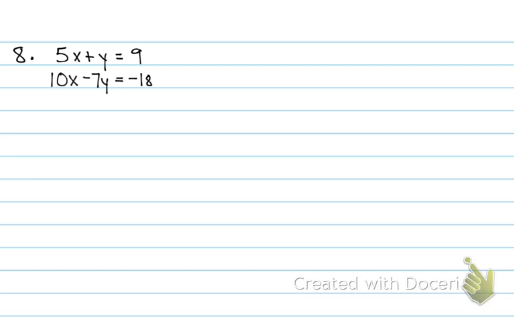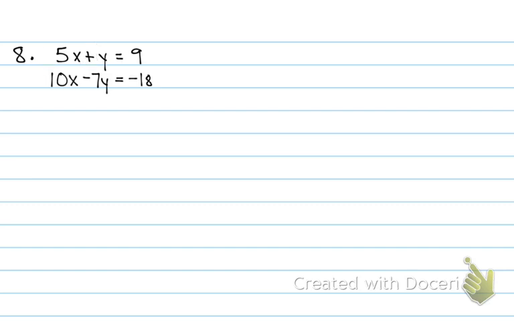Well, the way this system is set up, do I have opposites that are obvious here, in the original system? No. There are not. However, there are coefficients that are divisible. Can 5 go into 10 evenly? Yeah. Can 1y go into 7 evenly? Yes, it does.